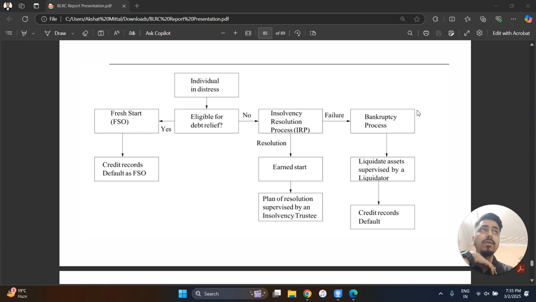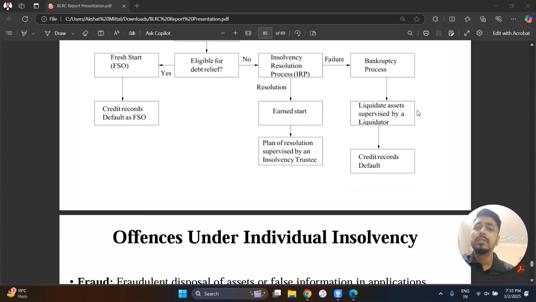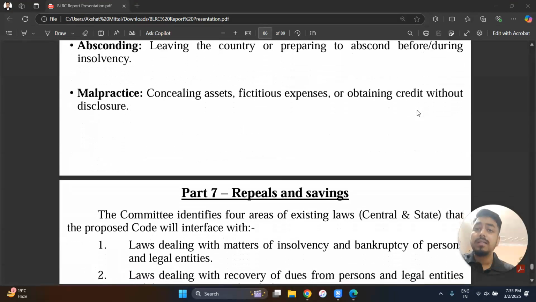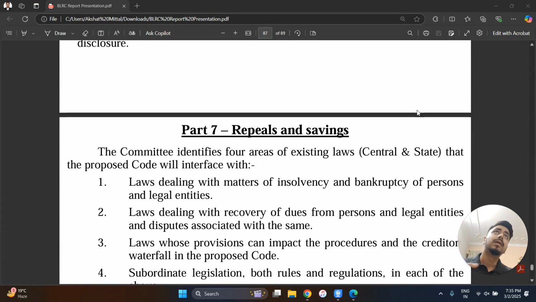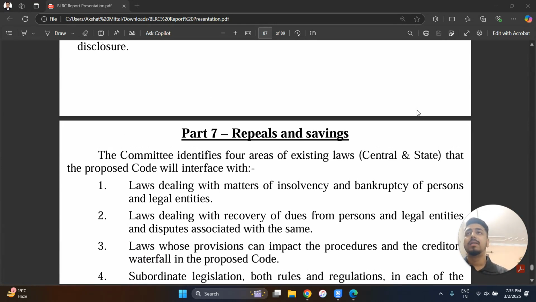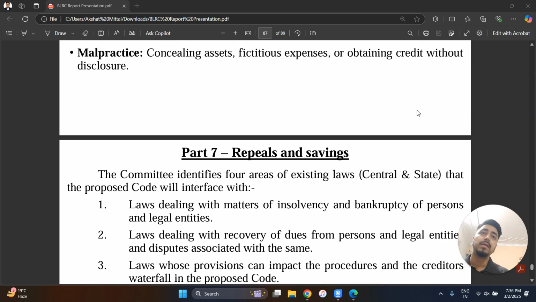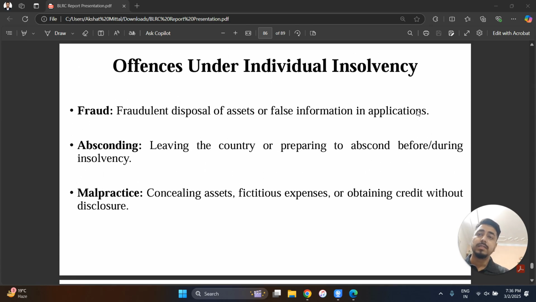However, in the other case, if the individual is unable to pay off the debts even to some extent, then, as for companies, the insolvency resolution process is recommended. The same process is to be followed for an individual, and if the insolvency resolution process fails, then the bankruptcy process, which is the liquidation proceedings. So ultimately, this committee report has recommended all possible manners in which the working of the insolvency and bankruptcy code can be made swift and effective, and how speedy resolution can be achieved.